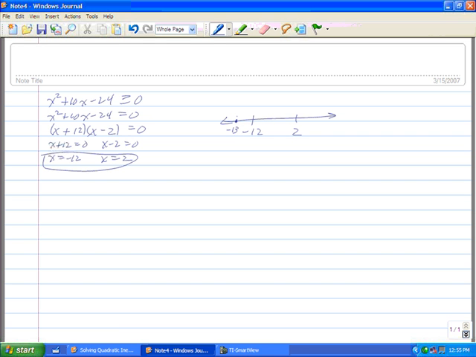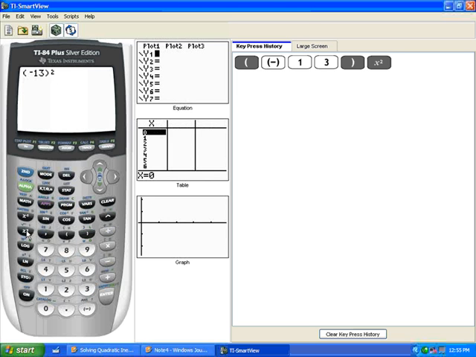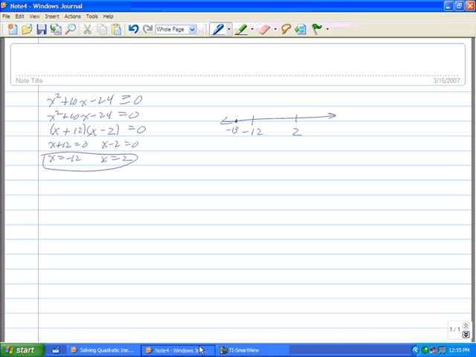So we go to the calculator. And we're going to test negative 13. So that means that in parentheses, put negative 13 squared, and then plus 10 times negative 13, and then finally the minus 24, and this gives us a result of 15. So is 15 greater than or equal to 0? That's the question, and it is. So that interval has checked out as working.